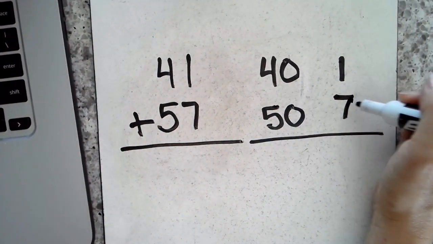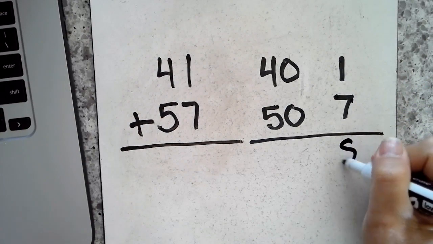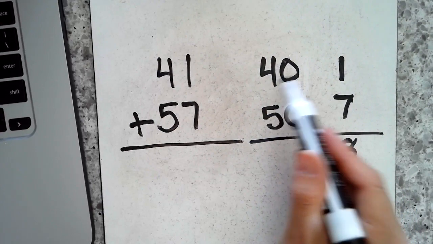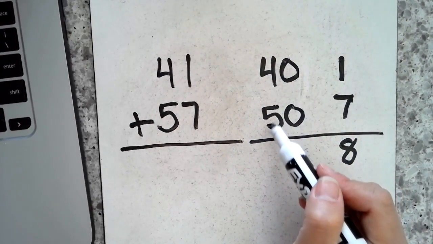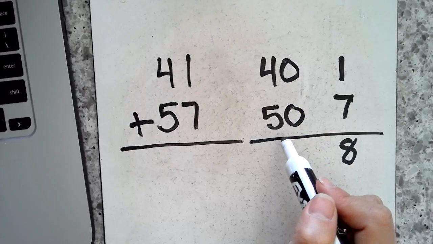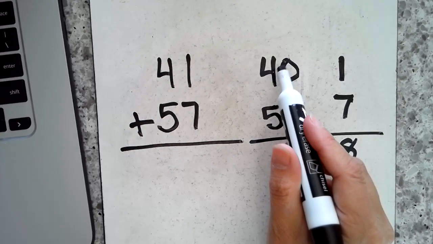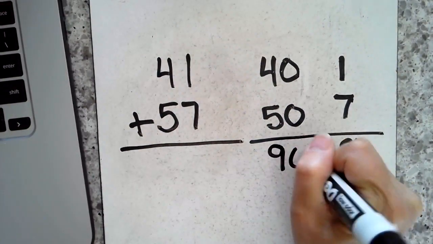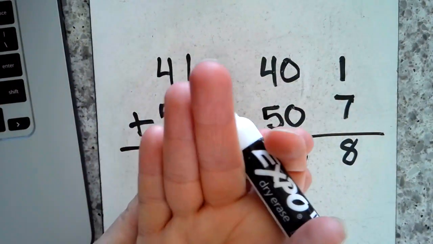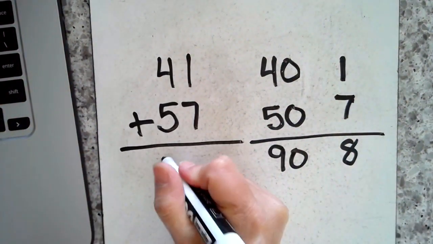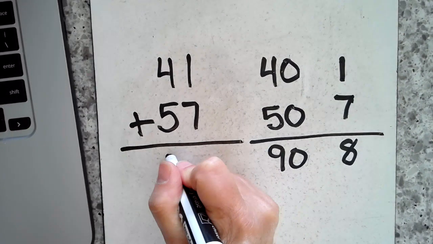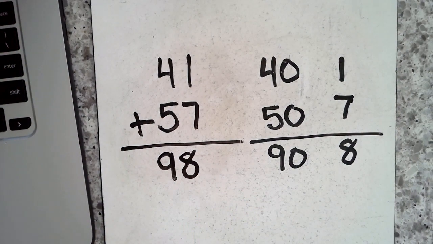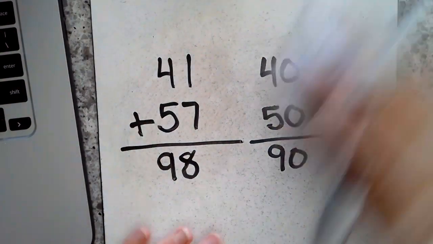1 and 7, 7 and 1 more is 8, yep. And 40 and 50. Remember back when we talked about how 40 and 50 is really similar to 4 and 5? It's just got an extra place value with a 0 there. So I know 4 plus 5 is 9. So 40 plus 50 is 90. And now let's collapse it back together. Good. So the answer is 98. Good. All right, let's do another one together.